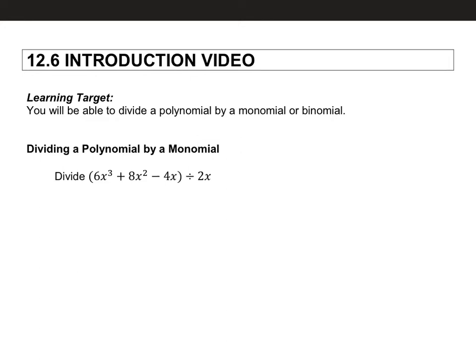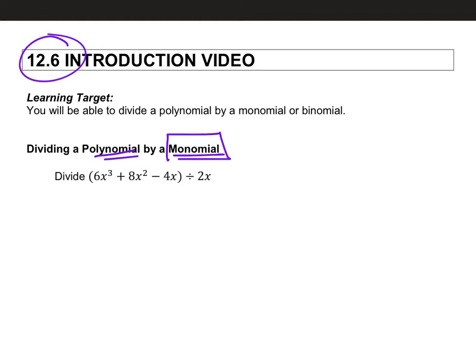Welcome to the last lesson of Chapter 12, 12.6. We are going to work on dividing polynomials. We're going to see a couple different versions of this, starting with dividing a polynomial by a monomial. So if you remember, a monomial is a single term, one term.